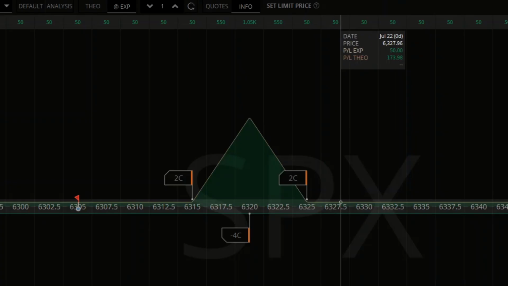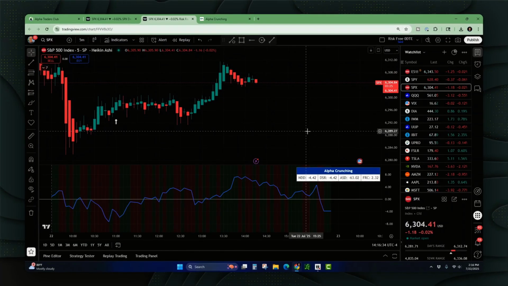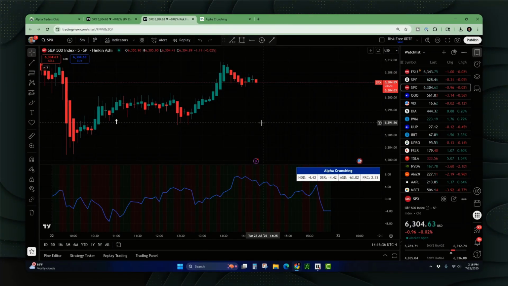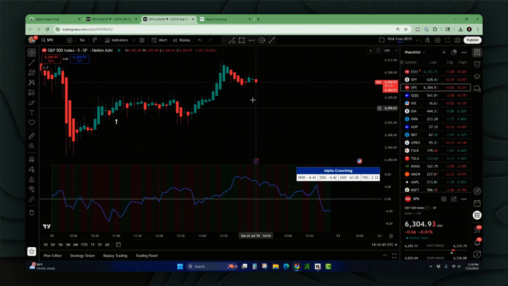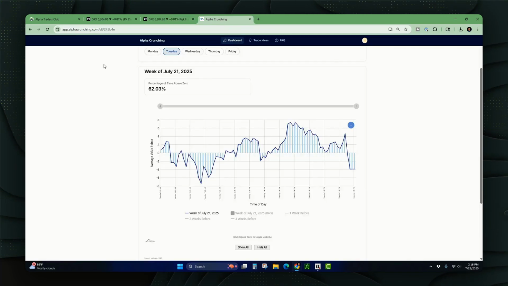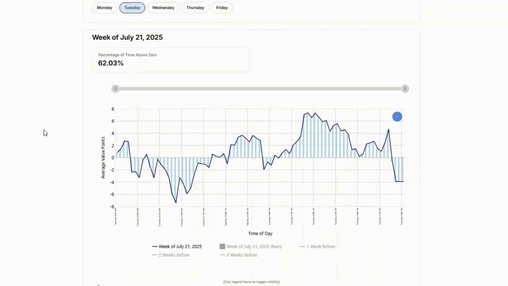Let's talk about the setup real quick. For the setup, I am testing out the Alpha Crunching daily forecast indicator for TradingView. This is still in the works. It's not publicly available, but I'm working on it. This is the same indicator that's on the Alpha Crunching site, but I'm trying to get it on the chart with TradingView.